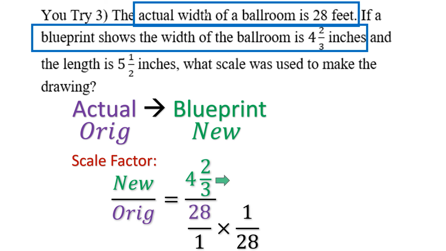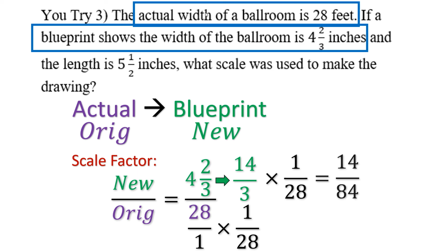And now we're going to simplify our complex fraction. Multiply cross. You could also cross cancel 14 and 28, or else you are dividing by 14 here to get 1/6. And that is the scale.